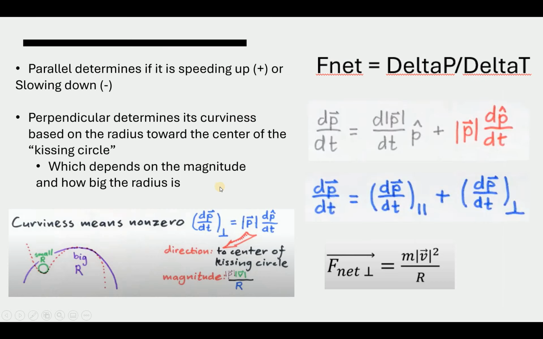And what do the parallel and perpendicular components tell us? Parallel tells us if it's speeding up or slowing down, and perpendicular determines the curviness of the motion. This is because F net perpendicular is also equal to mv squared over r, where r is the radius towards the center of the kissing circle. So r is going to be a big factor in determining its curviness.